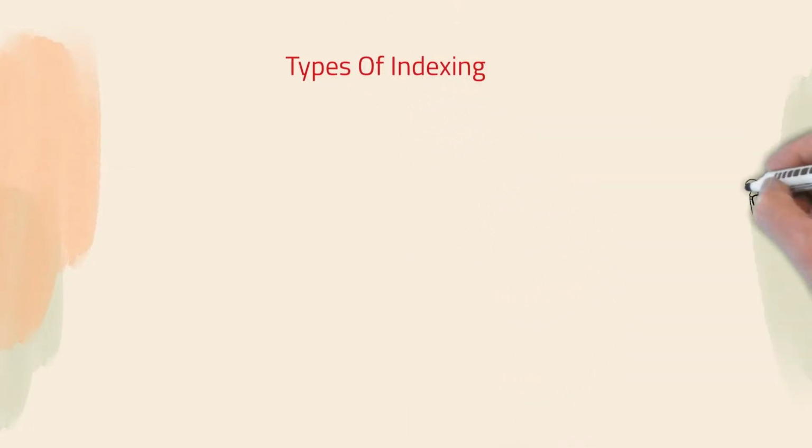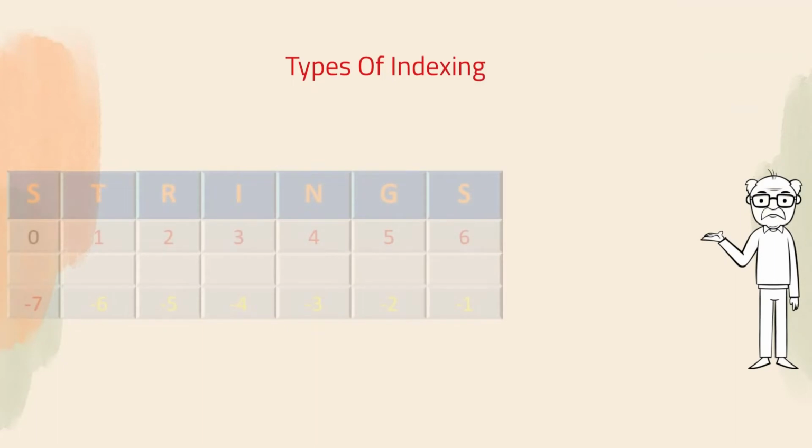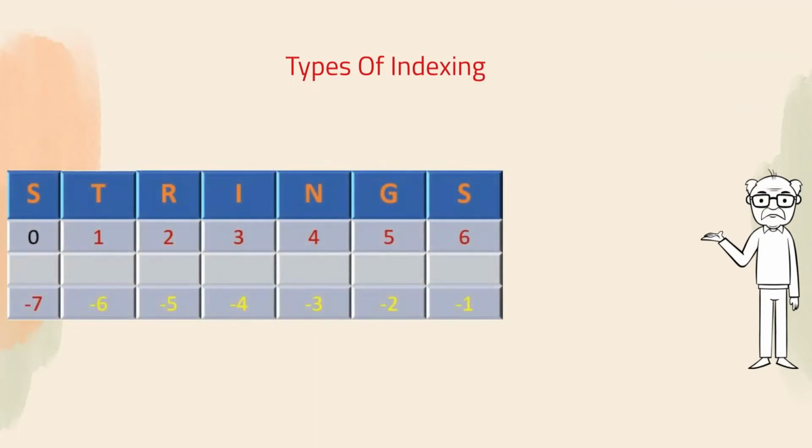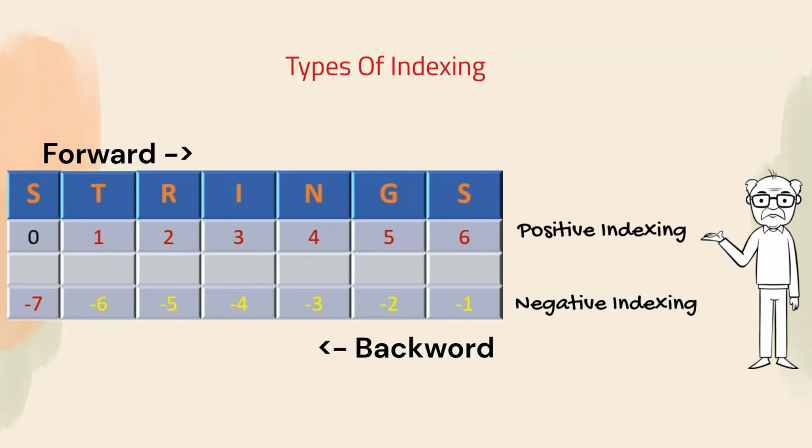Types of indexing. The characters of a string can be individually accessed using the method called indexing. There are two types of indexing: positive indexing and negative indexing. Characters can be accessed from both directions, that is, forward and backward directions.